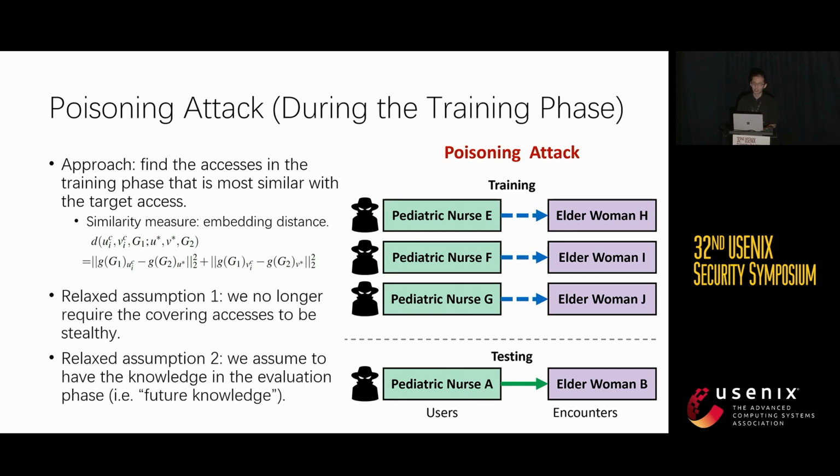Note that here, we have two relaxed assumptions. One is that we no longer require the stealthiness of the injected accesses. And second is that we also assume to have knowledge of the testing phase when we do the perturbation during the training phase. This is something like knowledge from the future. We make this very strong assumption because we are going to show that even with such strong assumptions, it is still difficult to do the poisoning attack.